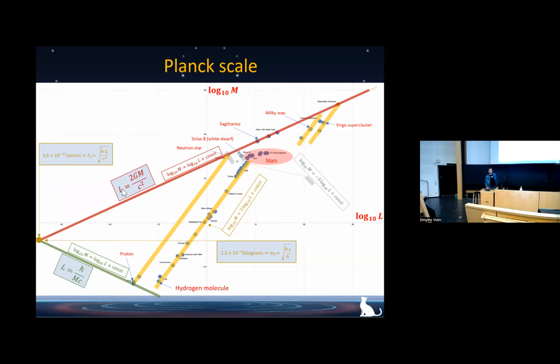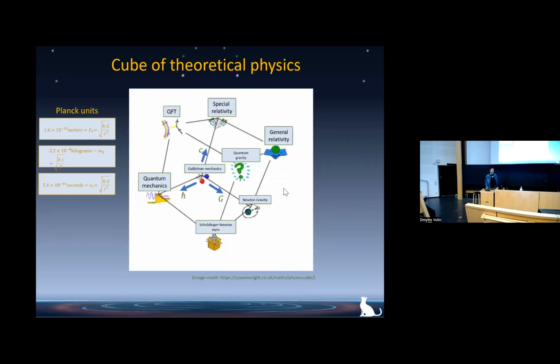Notice that the black hole size is a combination of the gravitational constant, the speed of light, and the mass of the object. The Compton wavelength is a combination of the Planck constant and the speed of light. And the Planck scale is a combination of 3 fundamental constants: the Planck constant, the gravitational constant, and the speed of light. And the same here, a different combination of the same 3 fundamental constants defines the Planck mass. And we notice that there are 3 fundamental constants, H, G, and C. And here we come to the motivation behind these lectures, which is called the cube of theoretical physics.